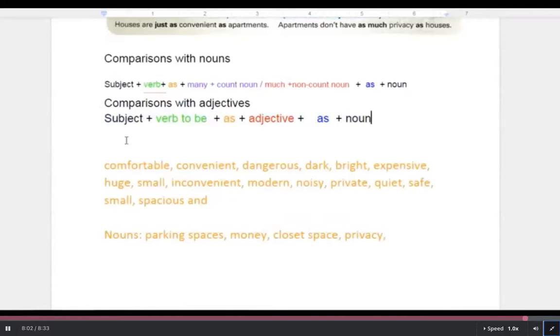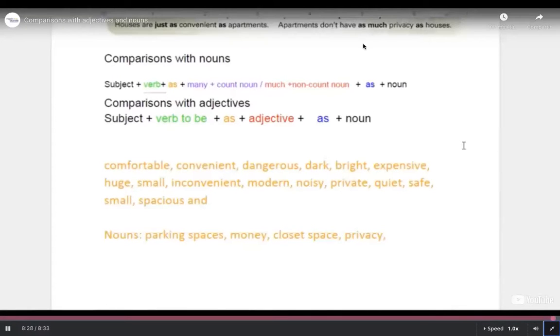For example, you can say my house isn't as expensive as my neighbor's house. Or it could be the other way around. For example, you can say my neighbor's house isn't as expensive as my house. At the same time, you also want to make comparisons with nouns. For example, you can say my house doesn't cost as much money as my neighbor's house. Or again, it could be the other way around. You can say my neighbor's house doesn't cost as much money as my house.